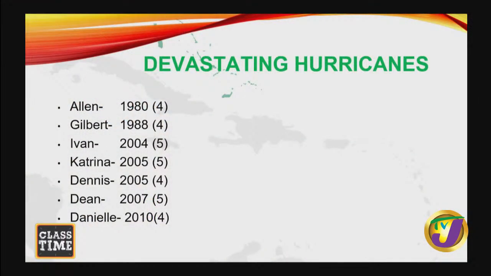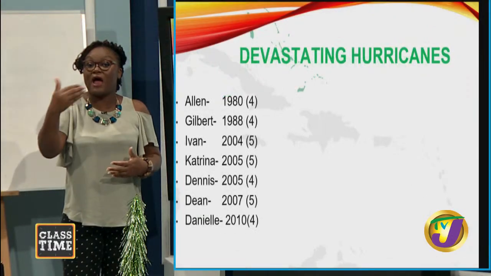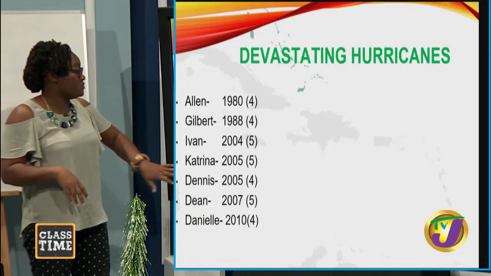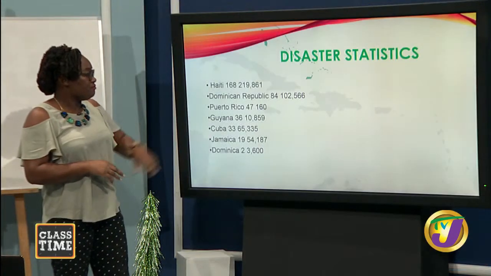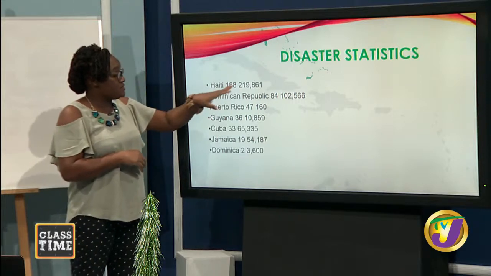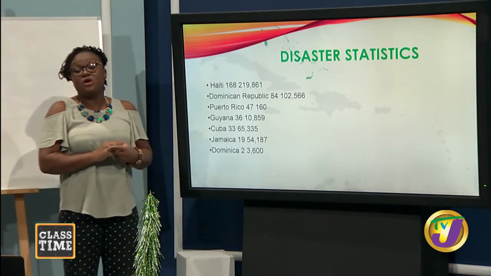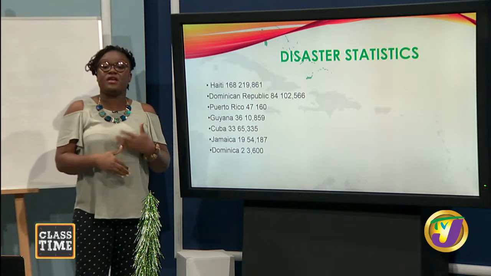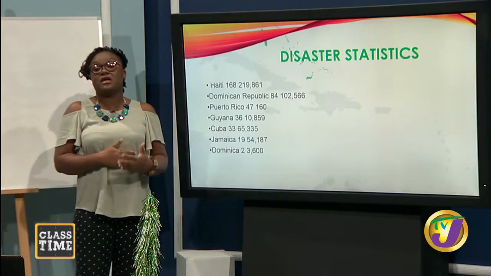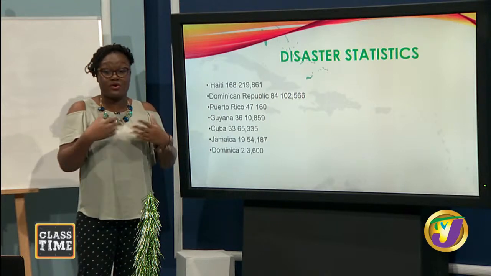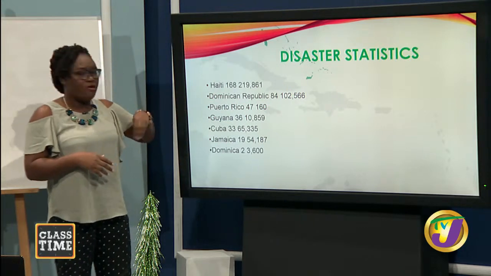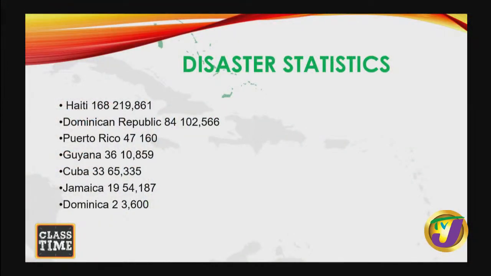And every year we keep saying that the season is becoming more and more active. Why? Because of global warming. Climate change is causing a number of these things. We have some disaster statistics here. And if you notice Haiti's statistics, because for some reason or the other, there have been a number of disasters that have taken place in Haiti. Hurricanes, earthquakes, and so on. All right, and this is over a period of about 5 years or so.